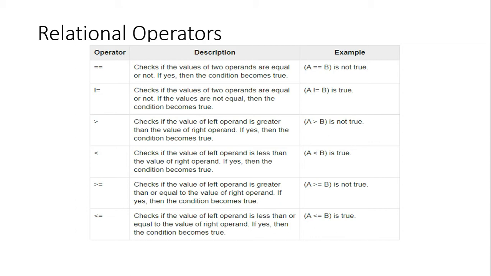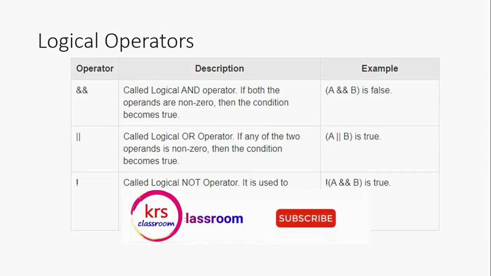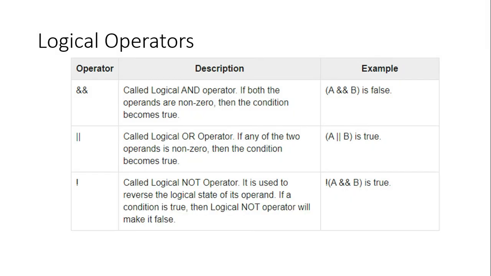And the logical operators are very important. The logical operators also compare two different conditions, not only operands. It checks whether the two conditions are true or not. The next one is the OR operator, which also checks two different conditions. So what is the main difference between the AND operator and the OR operator?